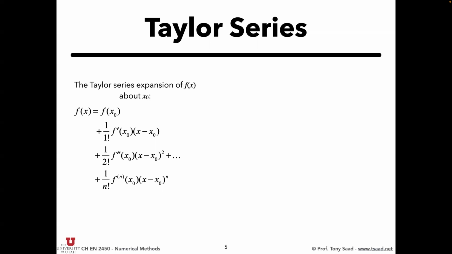It says that f of x at any point in the neighborhood of x zero looks like f of x zero plus f prime of x zero times the difference between that point x and x zero, plus 1/2 f double prime at x zero times the distance between x and x zero squared, and so on. This is an exact expression. If you can retain the infinite, all the terms, it's an exact expression. There's an equal sign, okay?